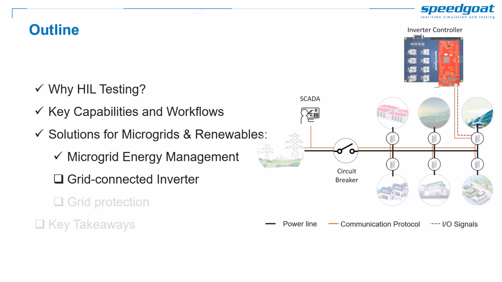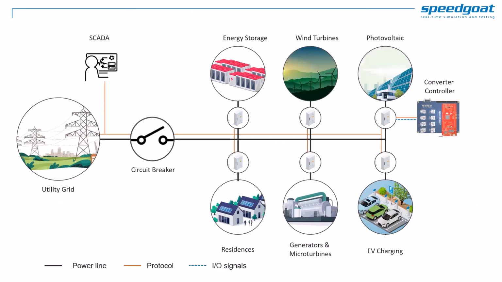Now let's move on to our next use case, testing embedded controllers for power converters that are connected to the grid. Grid converter controllers strive for higher power efficiency and density and help implementing hybrid systems that can combine solar power generation with energy storage systems.